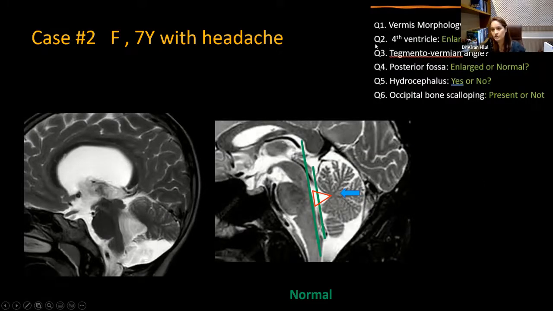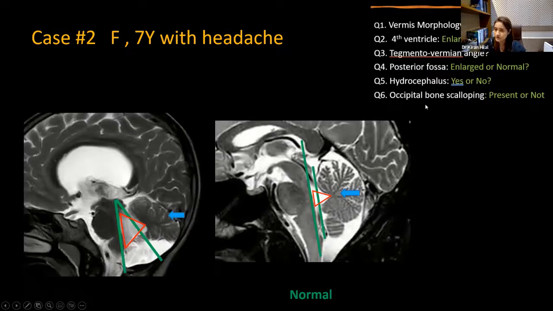Your second question, the fourth ventricle. Fourth ventricle is enlarged or not? Definitely the fourth ventricle is enlarged. Your third question, tegmentovermian angle, which is always 0. Definitely it is more than 30, or it is at least more than 0. Your fourth question, posterior cranial fossa is enlarged or not? So there is a mild enlargement of the posterior cranial fossa as compared to the normal.